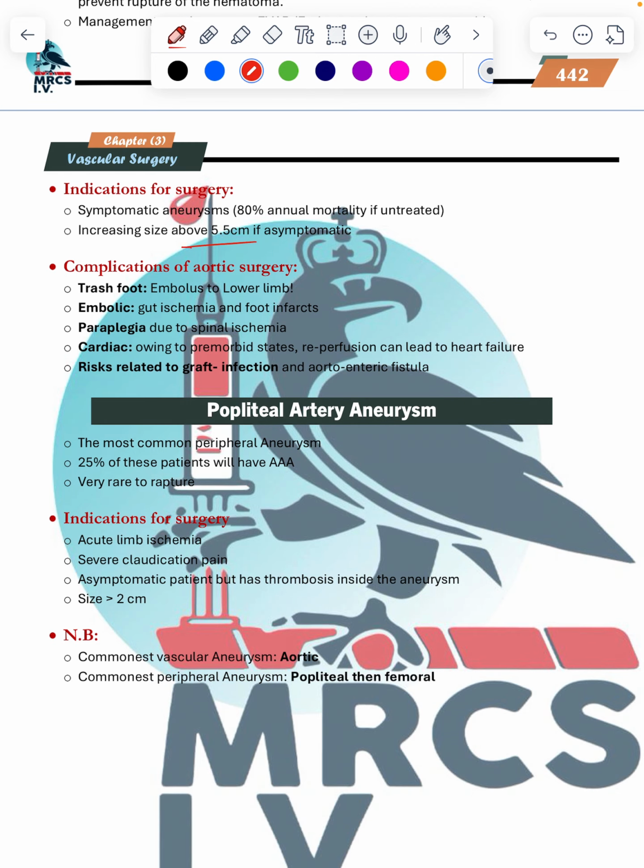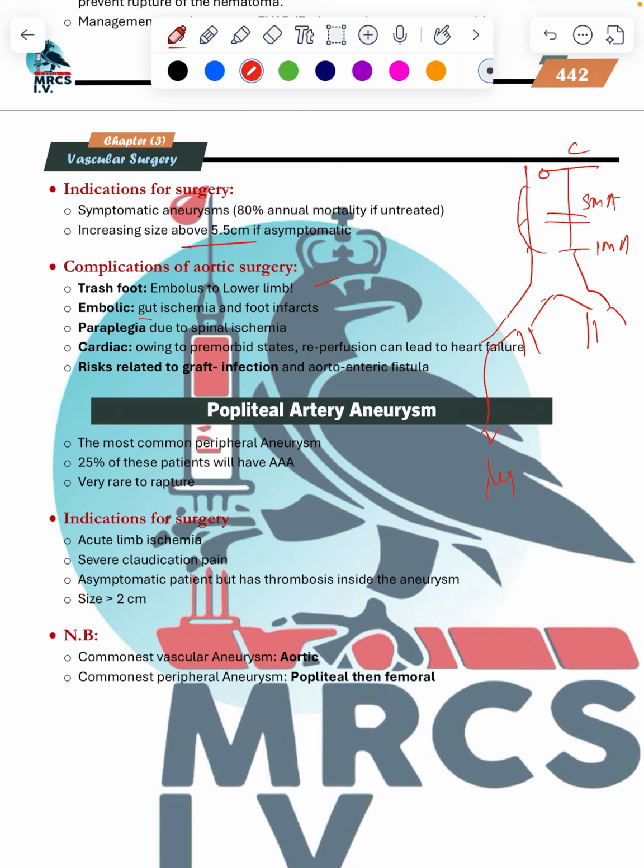Complications of aortic surgery: there is embolus in the lower limb, embolism, trash foot, embolic gut ischemia anywhere. Now you are doing this aneurysm of the abdominal aorta: celiac axis, superior SMA, IMA, then it is dividing into common iliac, external iliac, internal iliac. So external iliac is going to the leg.